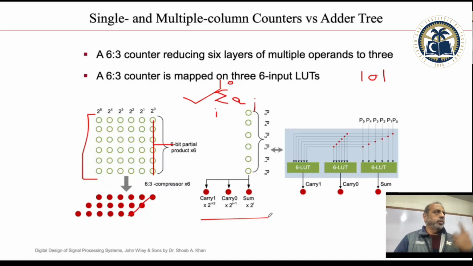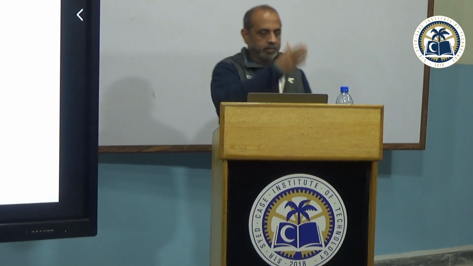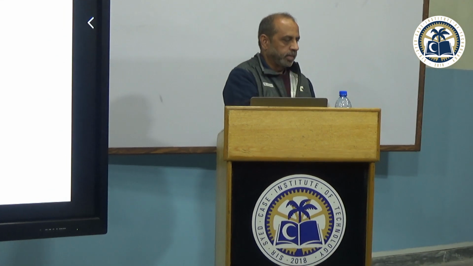Maybe if all are 0, you only get 1 bit, which is 0. But worst is 1, 1, 1, 1, 1. If there are 6 numbers, 6 is 1, 1, 0. So 6 bits can be converted into 3 bits. So there is no limit, if you think of a compressor as a combinational logic which can take many 1-bit numbers and can collapse them, can add them.